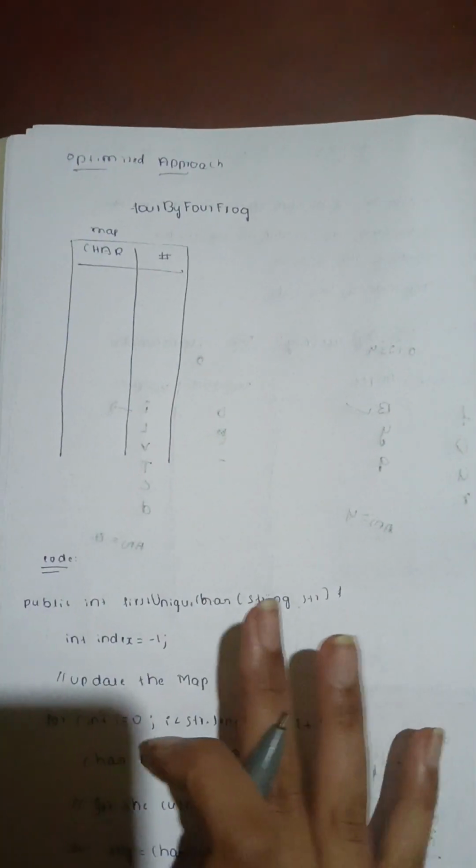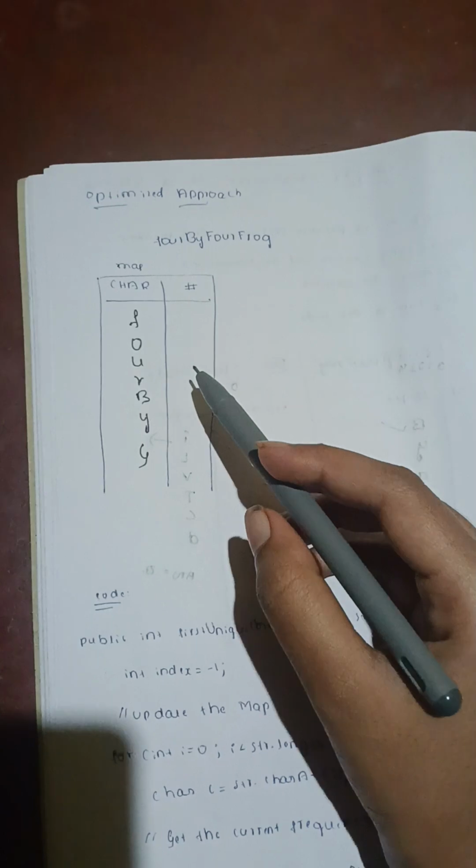Next, we are moving to the optimal approach. In the optimal approach, instead of traversing from the beginning, we use a map. In the map, we list down all the characters along with their frequencies. Let's write all the characters. I have listed down all the characters. Let's see the frequency. Frequency means how many times the character is repeated.